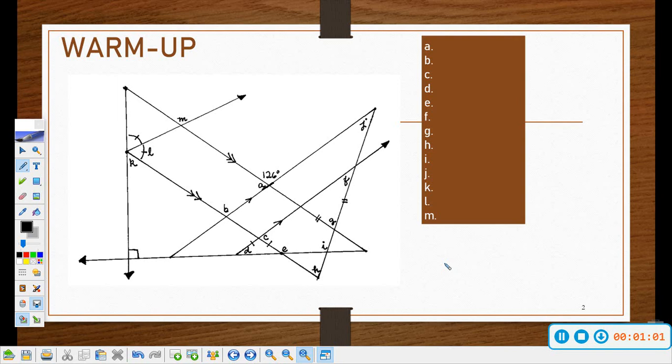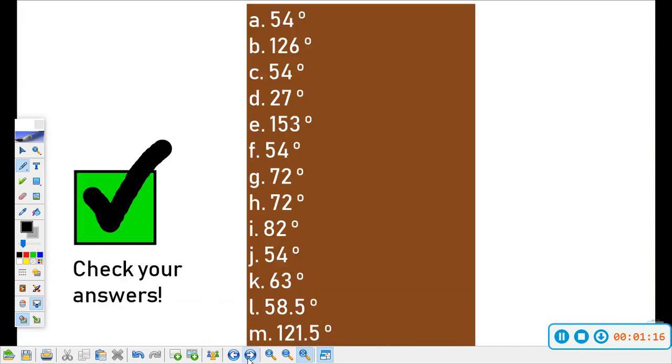So pause the video right now to give yourself time to do that, and then when you complete it, come back to the video, start it again, and check your work. These are the answers for angles A through M. If you have trouble figuring out how some of them were calculated, talk to someone in your group to try to figure out.